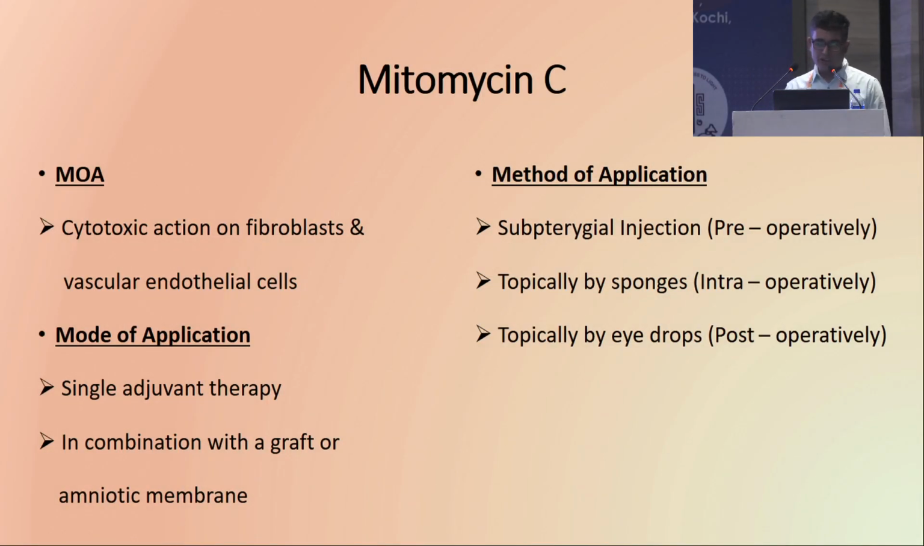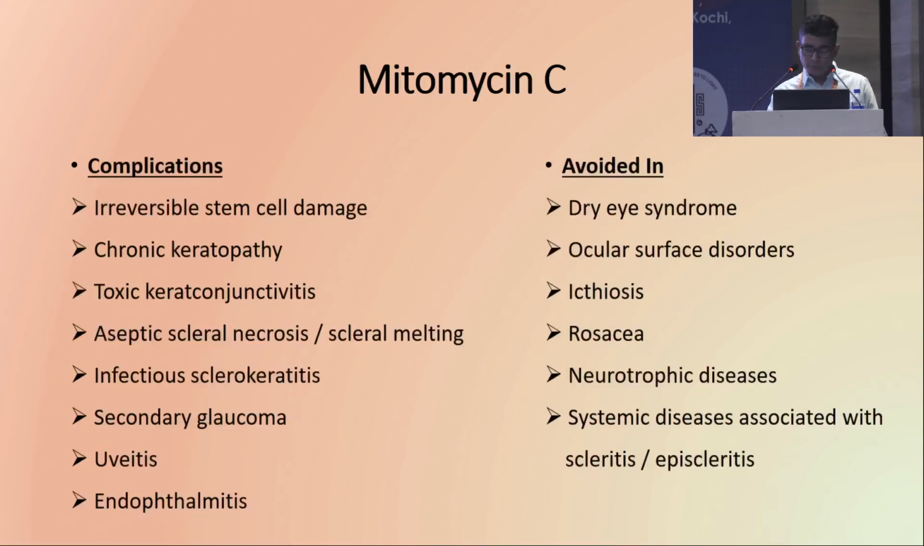Mitomycin C is cytotoxic to fibroblasts and vascular endothelial cells. It can be used as a subpterygial injection, perioperatively by a sponge, or as a topical drop in the postoperative period also. Mitomycin has a lot of complications and side effects, and most people have seen them in their practice. It causes irreversible cell damage, scleral and corneal melting, dry eye, toxic keratoconjunctivitis, uveitis, and secondary glaucoma. It should be avoided in dry eye syndrome, ocular surface disorders, and neuropathic diseases.